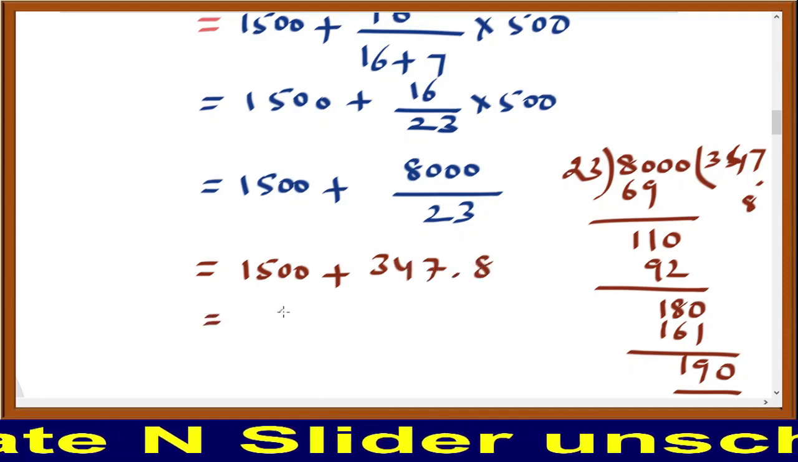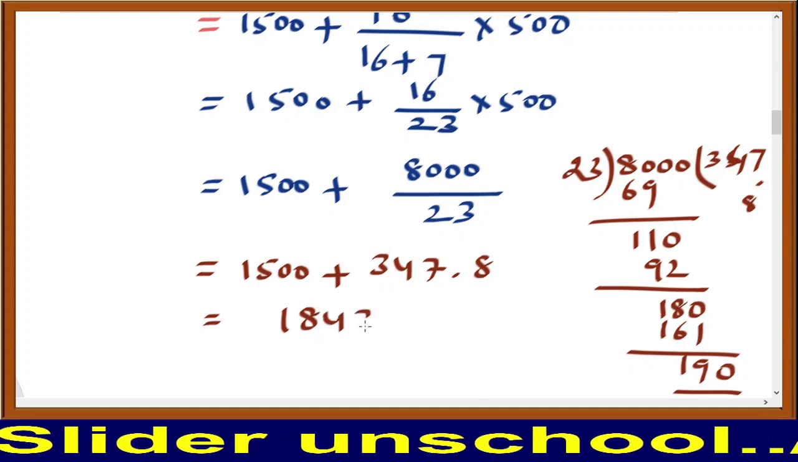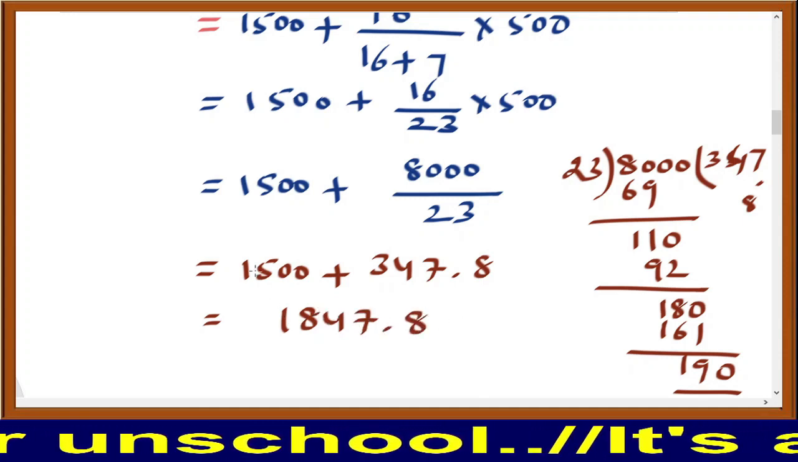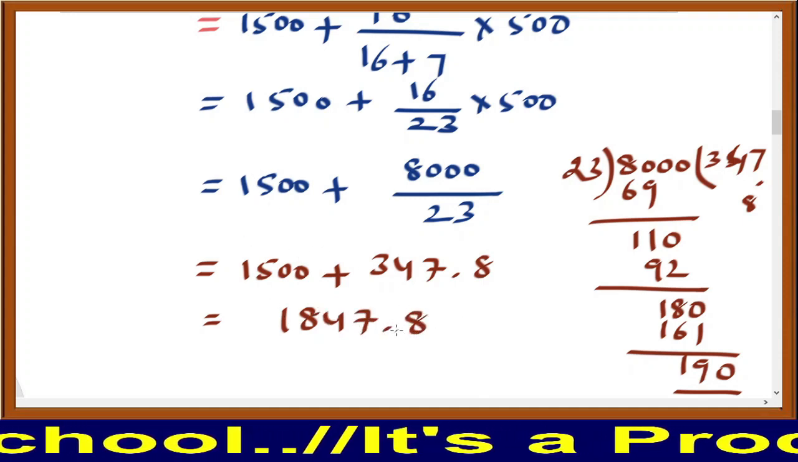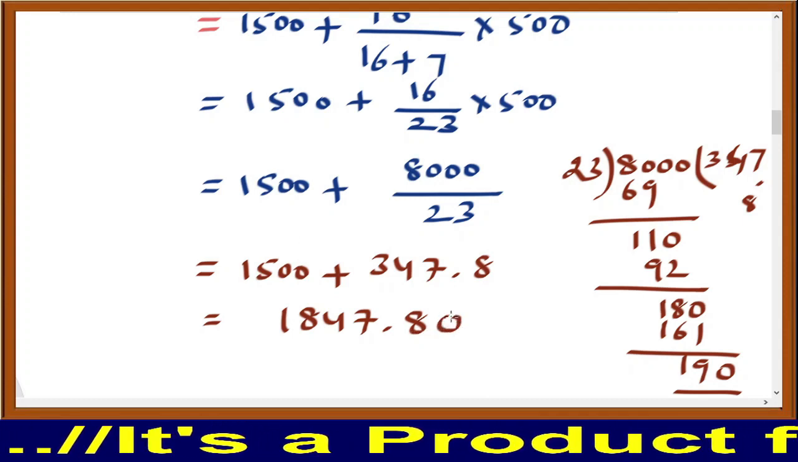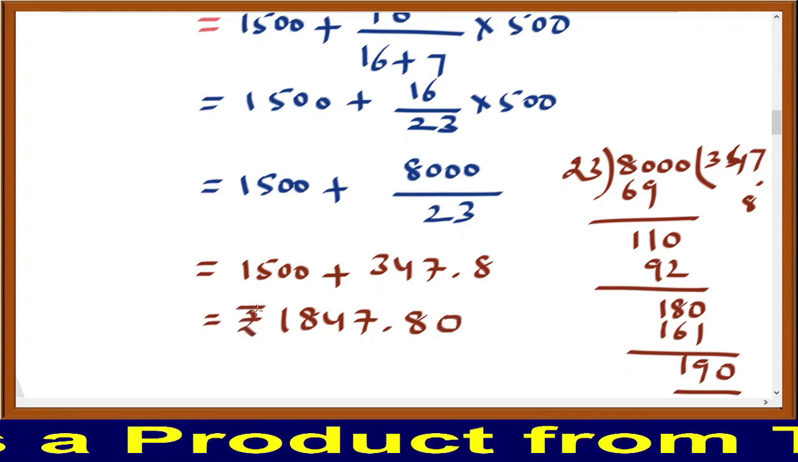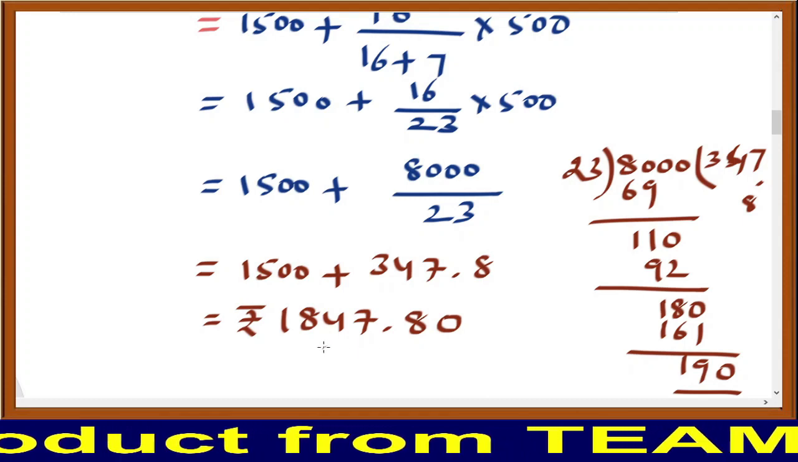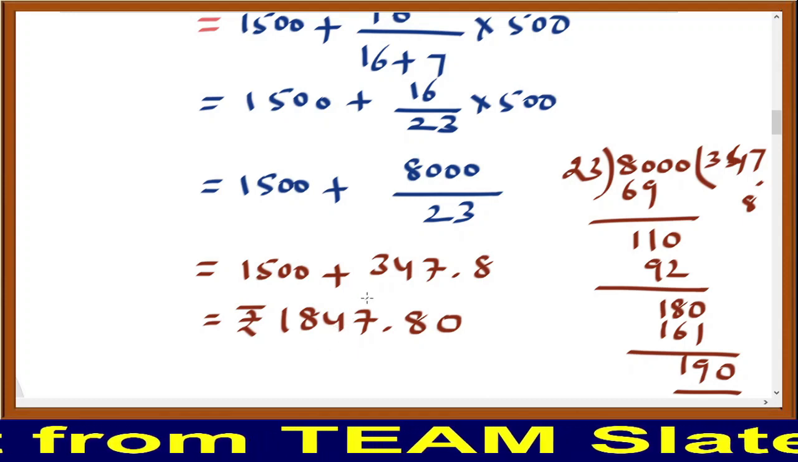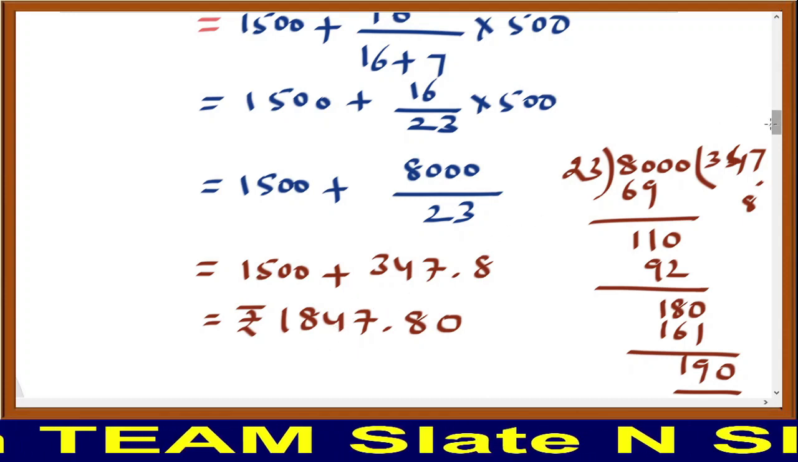So by simplification, 1500 plus 347.8. Add these two. It will become 1847.8. Actually these are rupees, so after the decimal you have to take 2 digits. So we can keep 0. So the mode for the grouped data is 1847.80. So this is the mode.